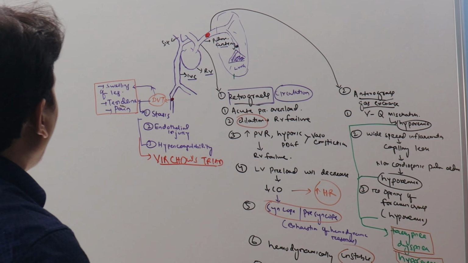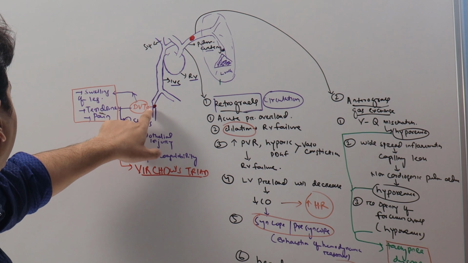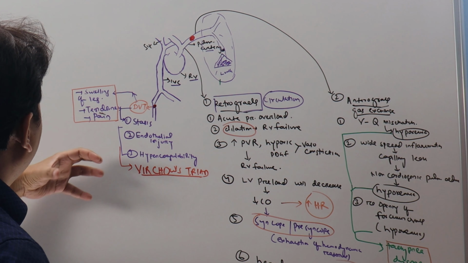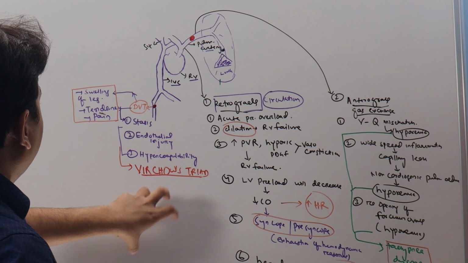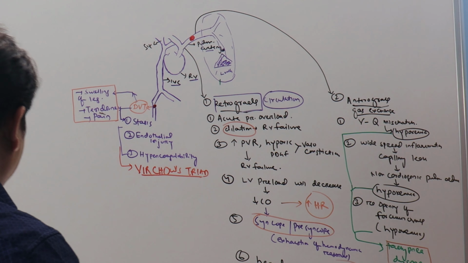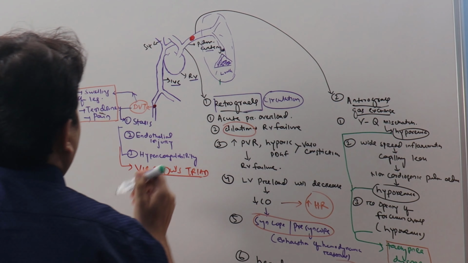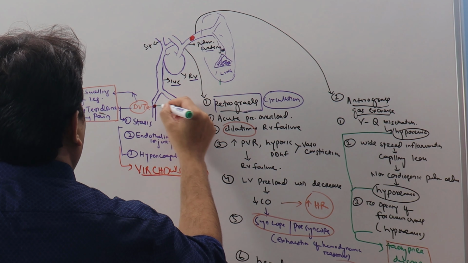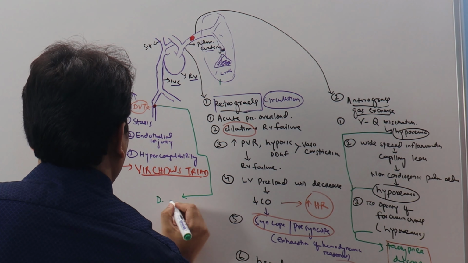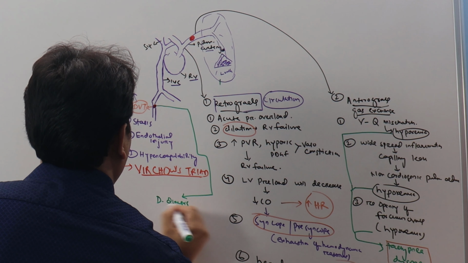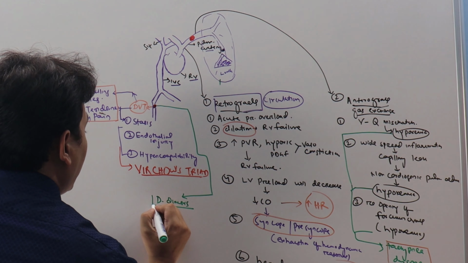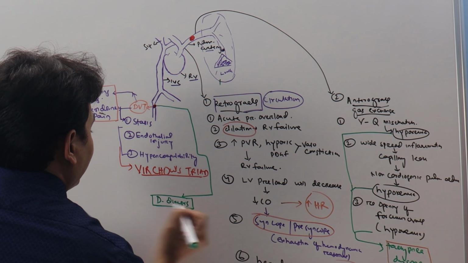Right? Now, because there is a DVT here and the body has activated the coagulation system and the fibrinolysis system, there will be increase in some fibrinolytic product in the blood, and that you can measure. So these are called the D dimers, right? D dimers will be elevated in the blood.